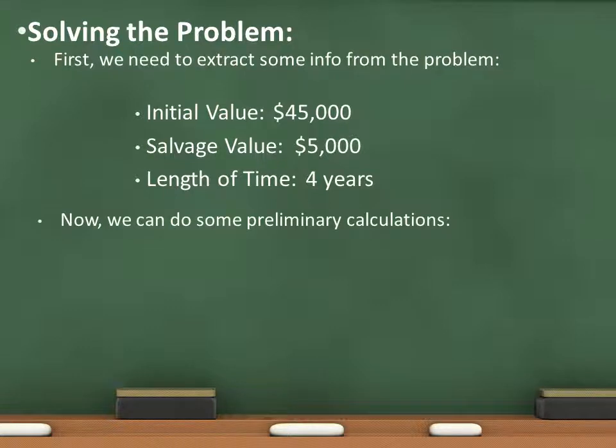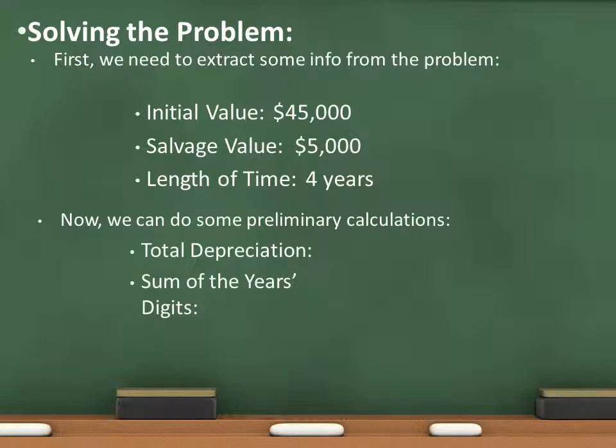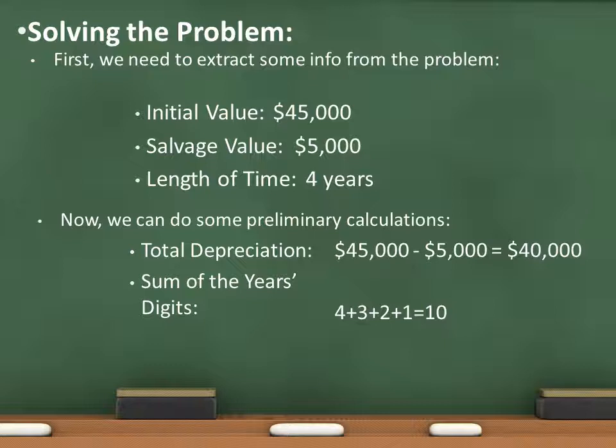So now we can do some preliminary calculations before going to the actual equation. Now the total depreciation is the initial value minus the salvage value, which is $45,000 minus $5,000, which equals $40,000. Then the sum of the year's digits, which is where this method gets its name, is just the sum of all the years. In other words, it is 4 plus 3 plus 2 plus 1, which equals 10.